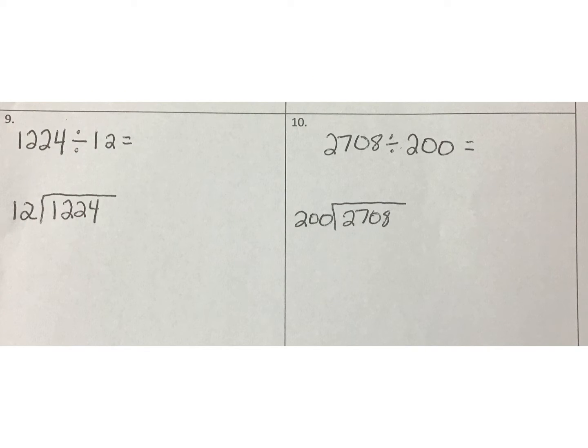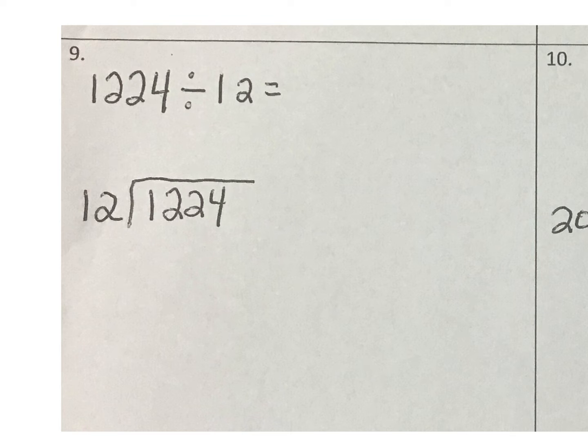I come over. All right, question 9 and 10. These are both long division. So I set it up here. 1,224 divided by 12. So I take my 12 here, and I ask, how many times does 12 go into 1? It doesn't.